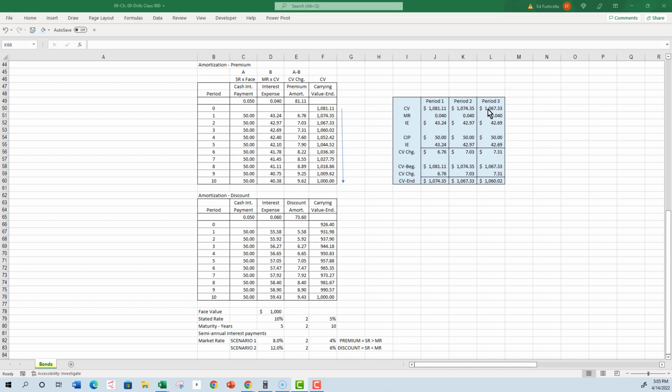Take that $1,067.33, multiply it by 4%, get new interest expense of $42.69. Take the $50 in cash interest payments, subtract the interest expense of $42.69, and you'll get the change in the carrying value of $7.31. Look back to your beginning carrying value of $1,067.33, subtract the $7.31 change in carrying value, get a new carrying value of $1,060.02. That's it. That's all there is to this stuff. Hope this helps.